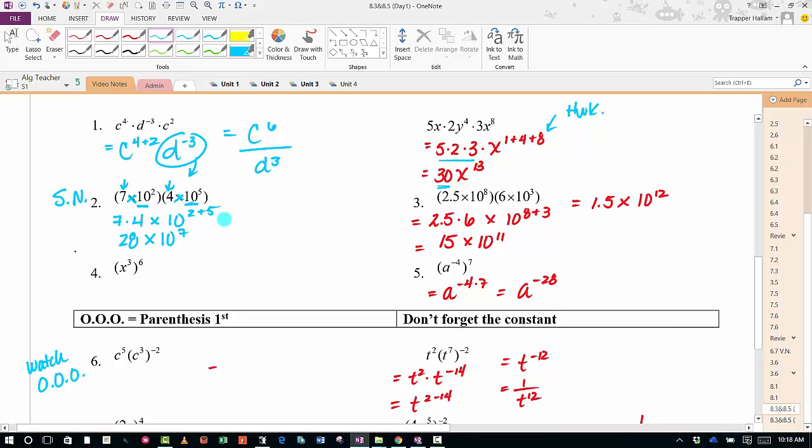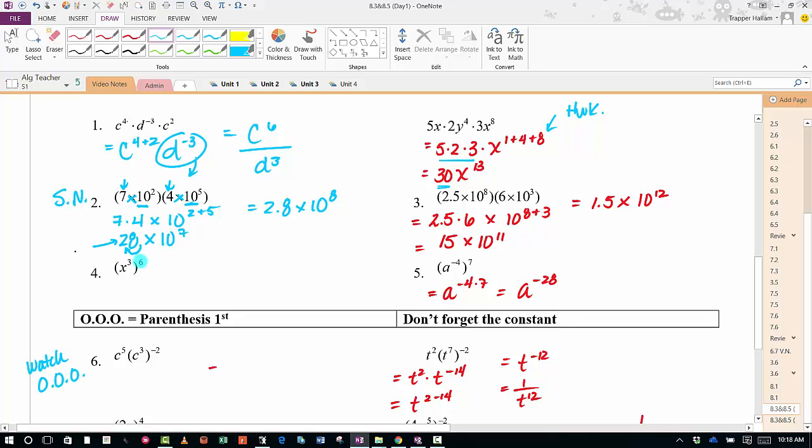We're really close to being done, except for we are breaking one rule. This has to be between 1 and 10, and it's not. It's 28. So I'm going to move my decimal place once to the left. And remember, if we move it to the left, our exponent should get larger. So it's going to be equal to 2.8, which falls between 1 and 10, times 10, and my exponent then has to be raised to the 8. Hey, not too bad.